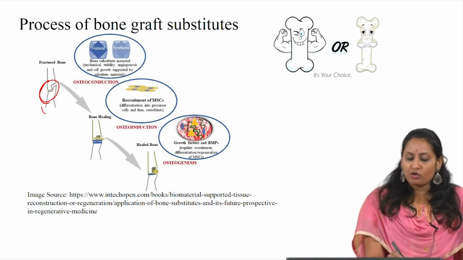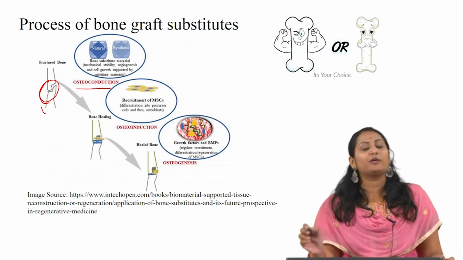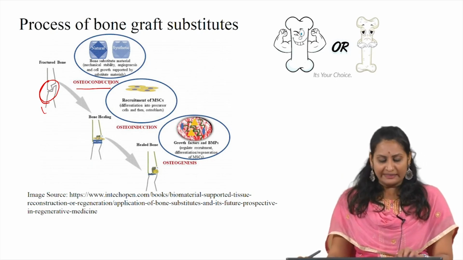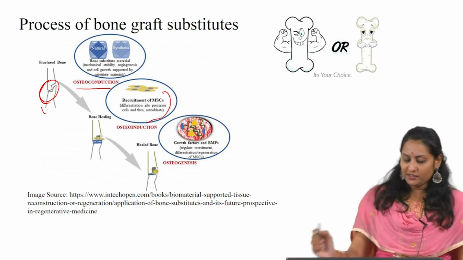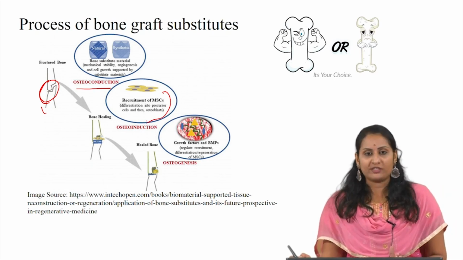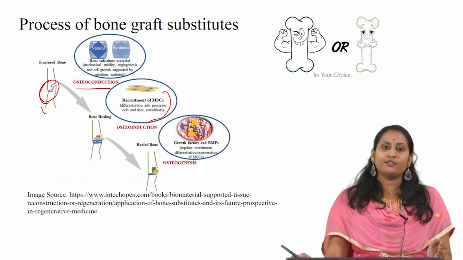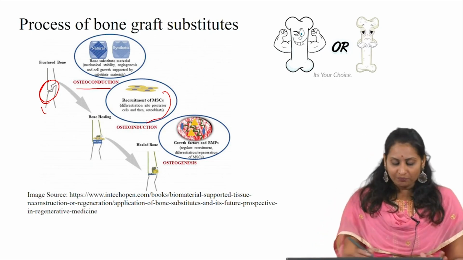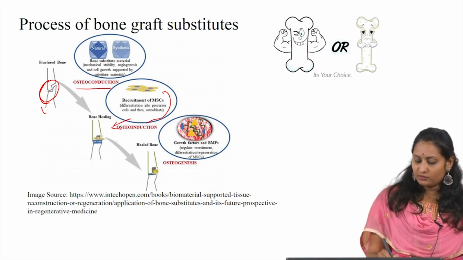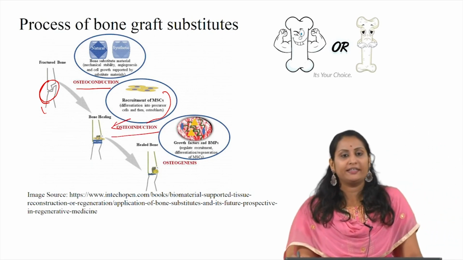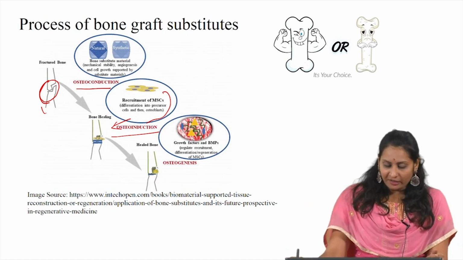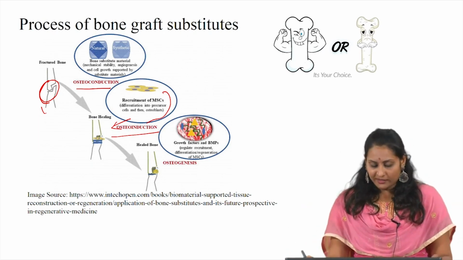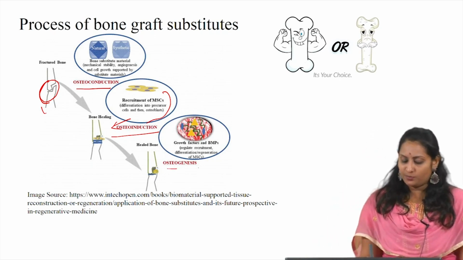Then osteoconduction. Osteoconduction is nothing but the formation of new bone on the surface. Then the recruitment of MSC cells, mesenchymal stem cells, which then differentiate into precursor cells and then into osteoblasts. That undergoes osteoinduction. Then osteogenesis takes place.